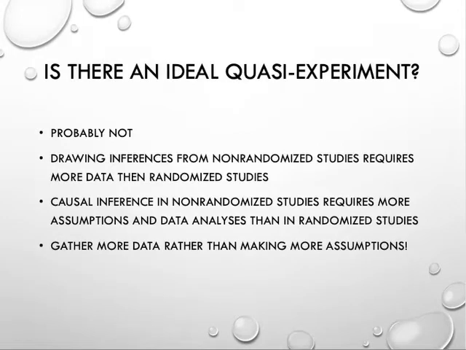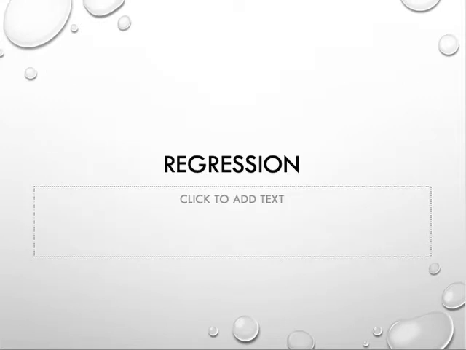Is there an ideal quasi-experiment? Probably not. We can draw inferences from non-randomized studies, but it requires more data than randomized studies. Causal inference in non-randomized studies requires more assumptions and data analyses than in randomized studies, and we need to gather more data rather than making more assumptions. So now we're going to move on to regression.